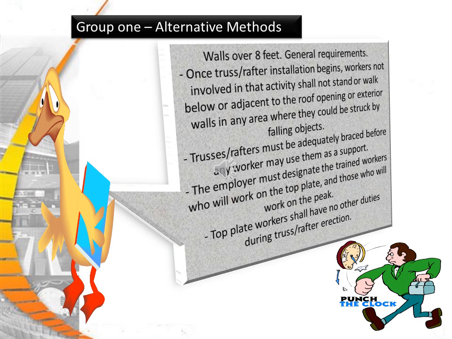Let's restate the requirements for walls over 8 feet. Once a truss or rafter installation begins, workers not involved with that activity shall not stand or walk below or adjacent to the roof openings or exterior walls in any area where they could be struck by falling objects. Trusses and rafters must be adequately braced before any worker may use them as support. The employer must designate the trained workers who will work on the top plate and those who will work on the peak. Top plate workers shall have no other duties during the truss rafter erection.